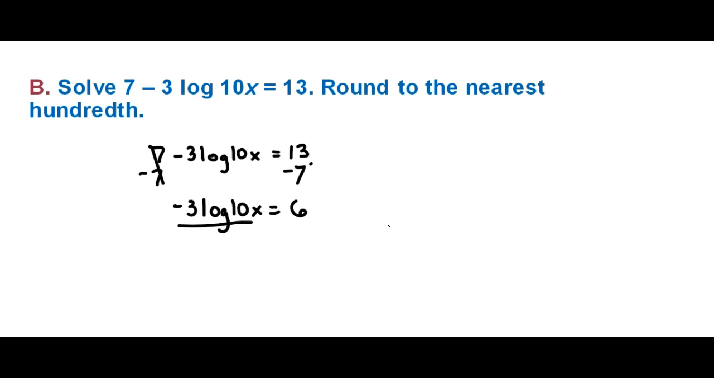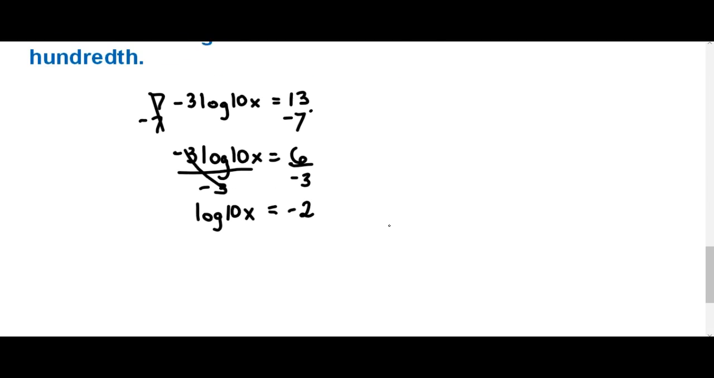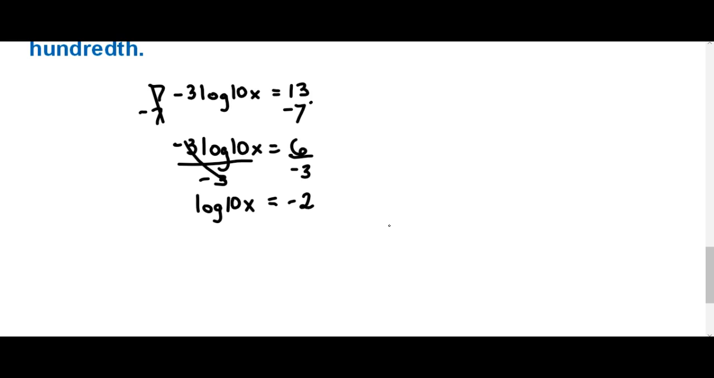Then I'm going to go ahead and divide both sides by negative 3. So I get log of 10x equals 6 divided by negative 3, which is negative 2. And just like we used e to cancel out the ln, to cancel out a common logarithm, we're going to use 10 to that power. So we'll take 10 to the log of 10x power and 10 to the negative second power. This 10 and the log will essentially cancel out.